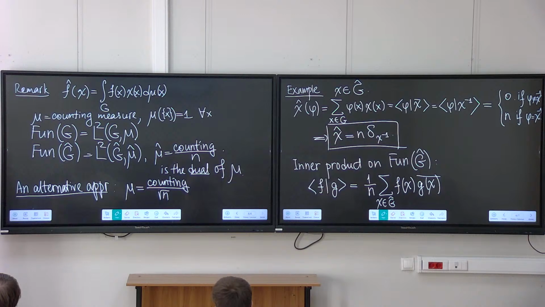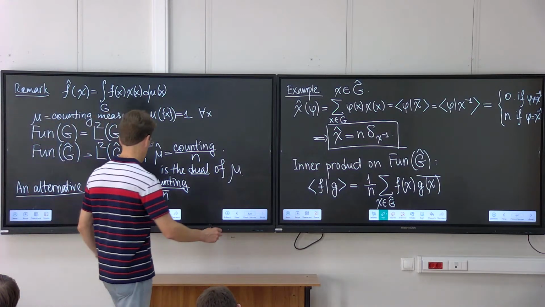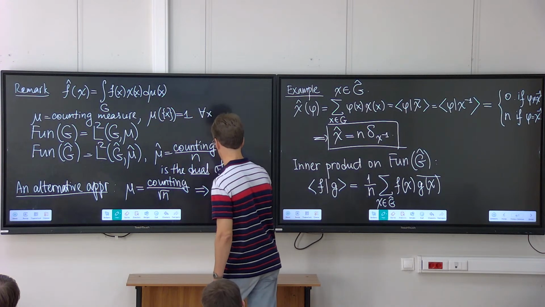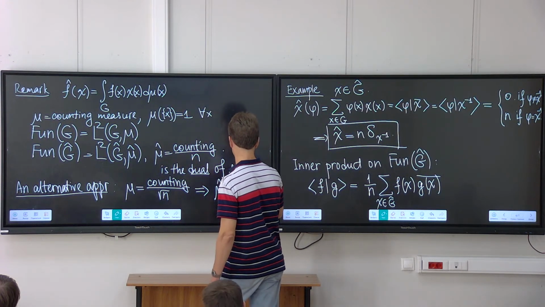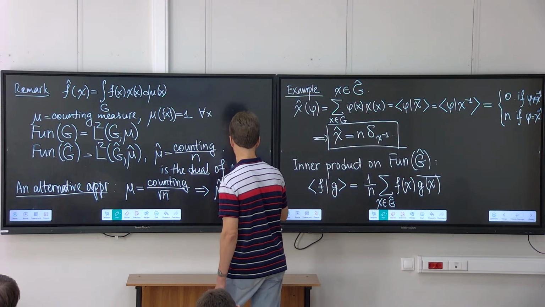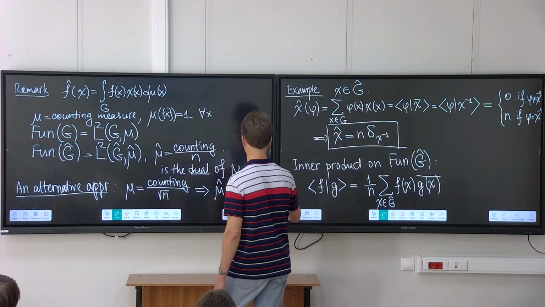So in other words, we could take our original formula for the Fourier transform and put the multiplicative constant 1 over the square root of n in front of the summation sign. And it turns out, actually, it easily follows from our results that in this case, the respective dual measure has exactly the same form. It's the counting measure on G hat divided by the square root of n.